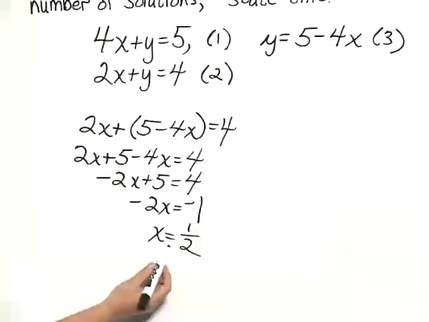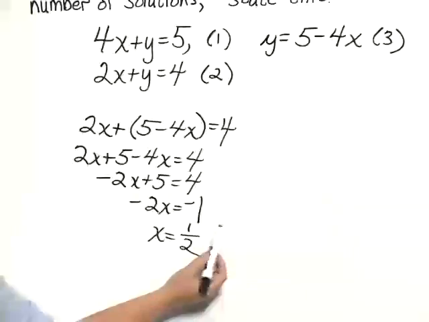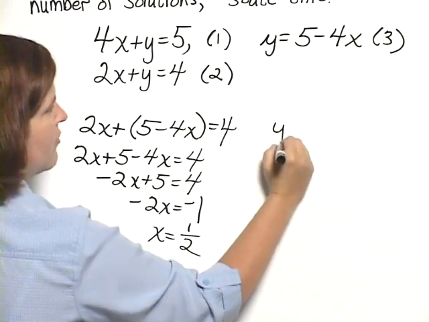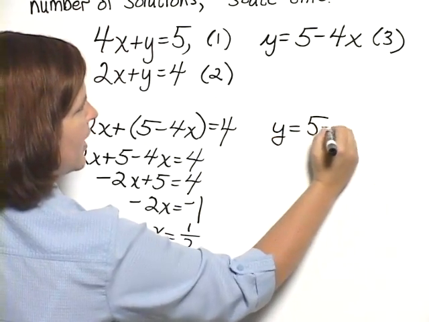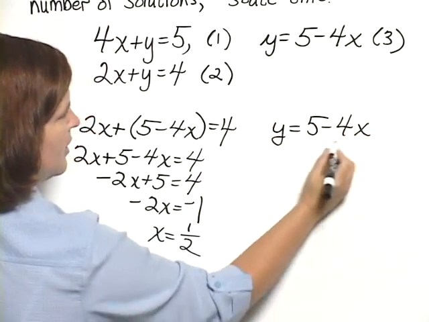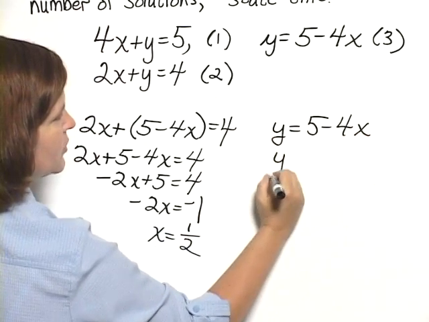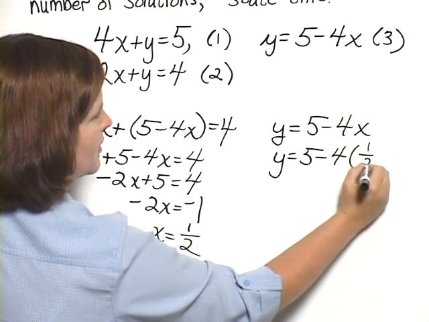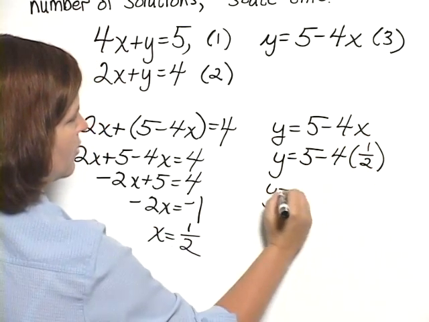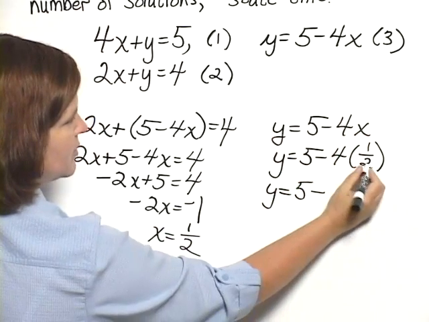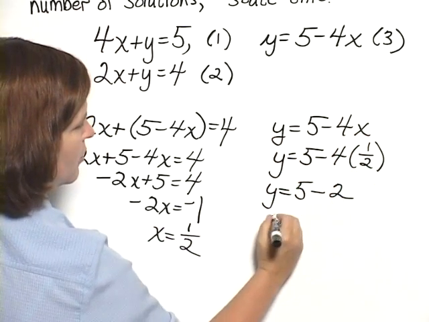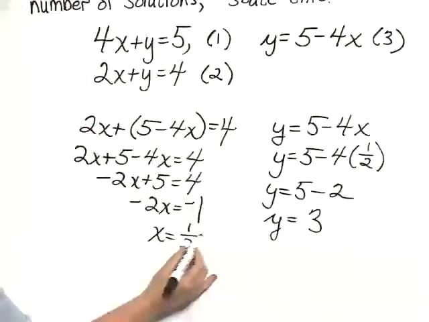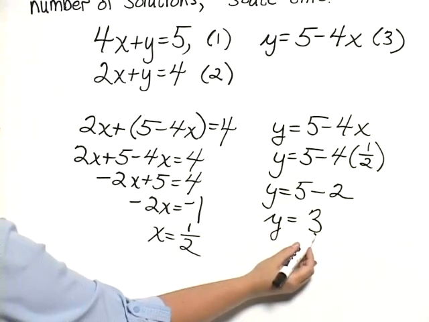In order to find the value for y, I can substitute that in this equation 3 because that's already solved for y. So I have y equals 5 minus 4x. X now I know is 1/2, so I have y equals 5 minus 4 times 1/2. That would be 5 minus 2, or y equals 3. I have the possible answer of x is 1/2 and y is 3.